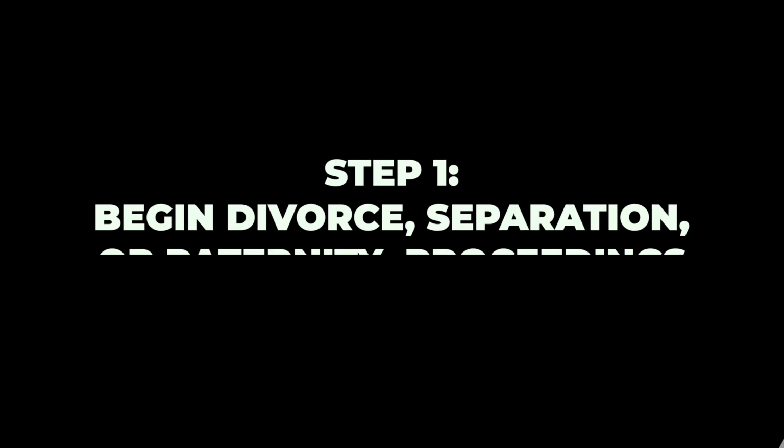Next, let's walk through the step-by-step instructions to file for custody in Michigan. All of the forms referenced in this section can be downloaded from the eForms page listed in the description. Step 1, begin divorce, separation, or paternity proceedings. Married parents need to formally file for divorce or legal separation to initiate a custody proceeding. Unmarried parents must establish paternity by filing the affidavit of parentage with the Michigan Department of Health and Human Services.